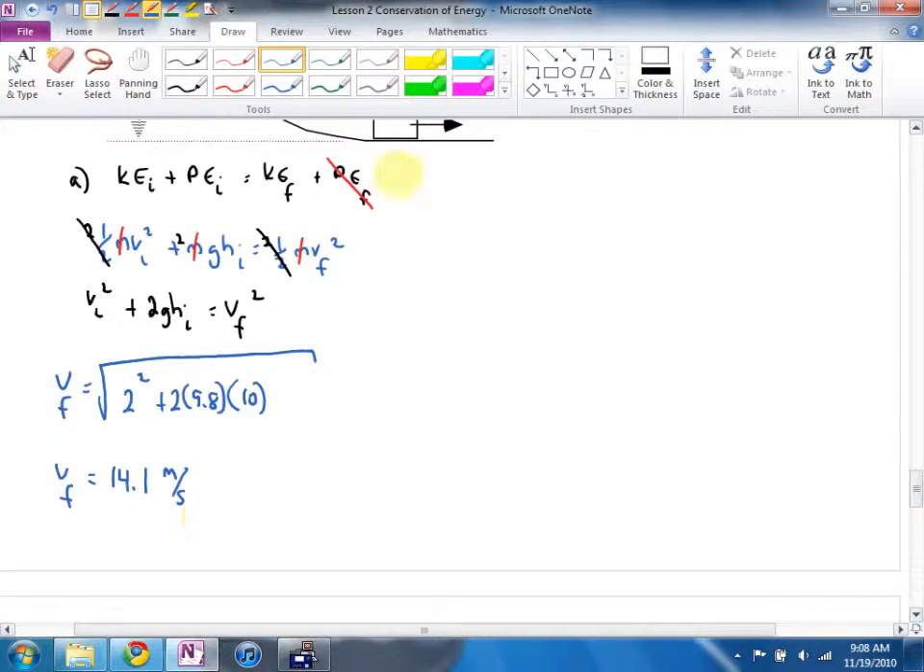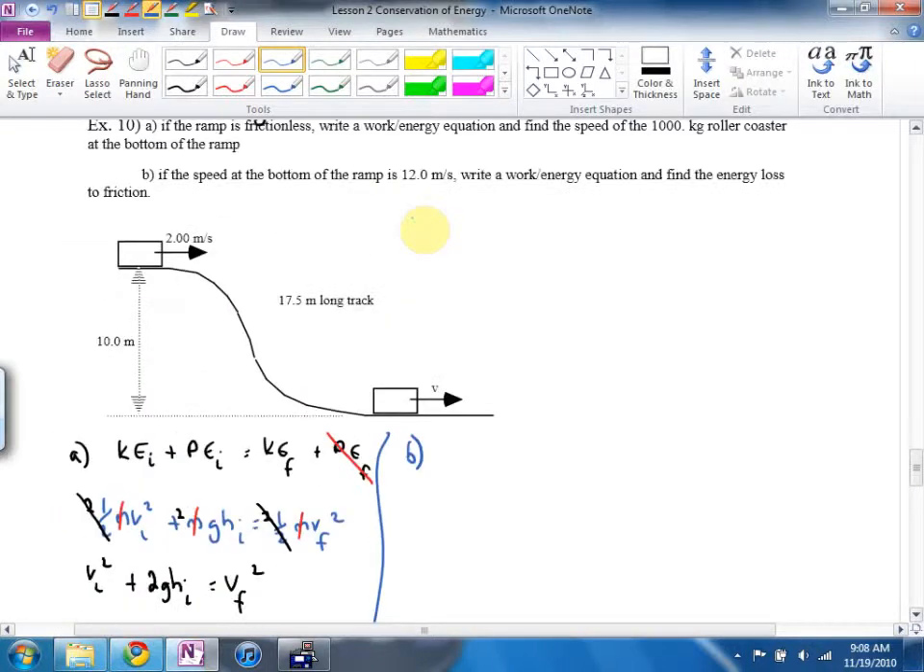B. Says if the speed at the bottom of the ramp is 12 meters per second, write a work energy equation and find the energy loss due to friction. So it's going to be almost identical. Kinetic energy initial plus potential energy initial equals kinetic energy final plus potential energy final. But whatever's extra must have been the heat. You know what? I'll call it work done by friction, since they used the word friction.